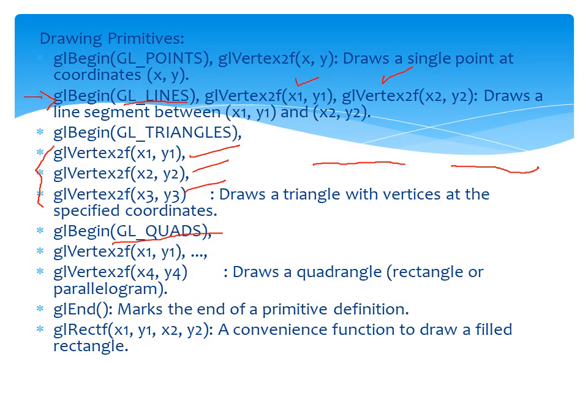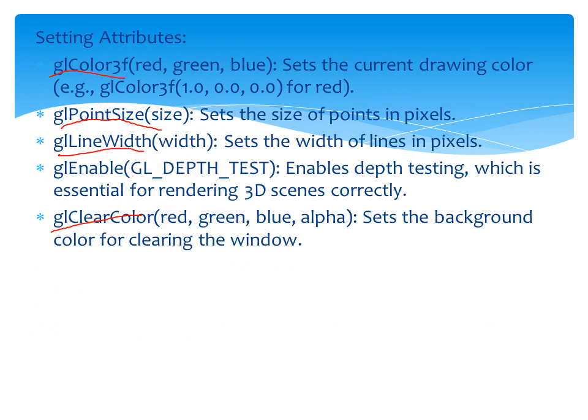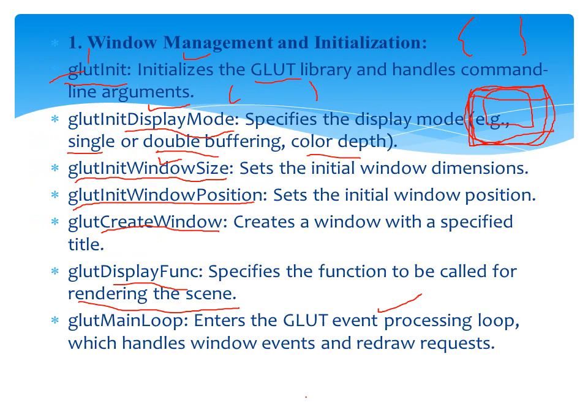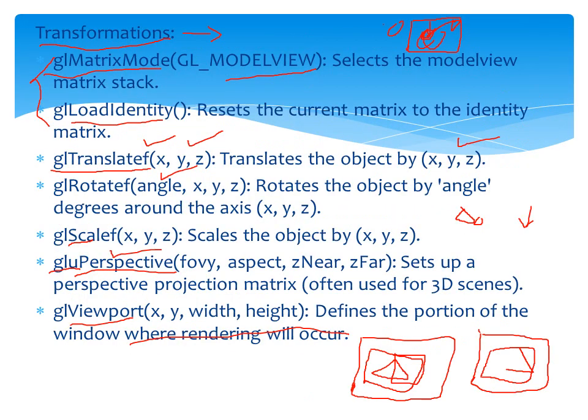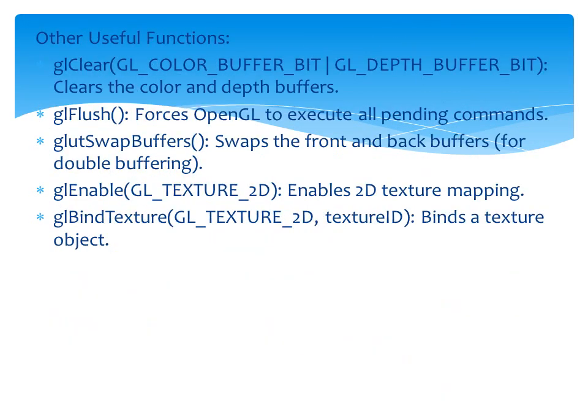Okay, glBegin with GL_LINES. How is a line made? These are setting attributes, meaning you set some colors, a point size, or a line width. These are the functions we can use. Window management and initialization, and transformation. Now other useful functions are listed here.